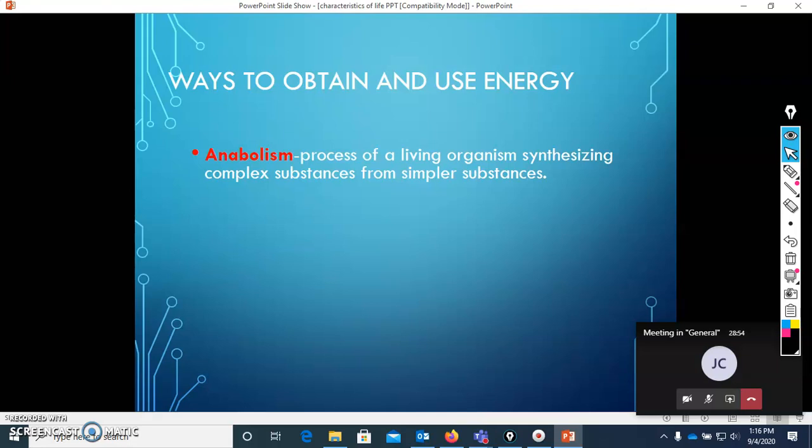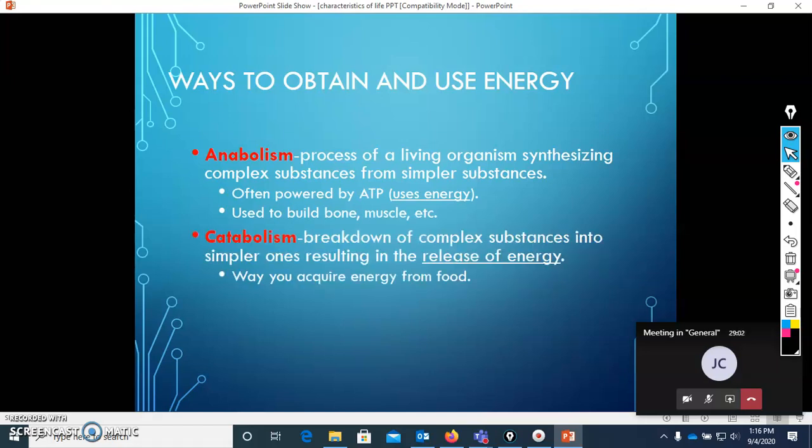Now, the overall term of metabolism is made up of two main parts. You have anabolic and catabolic reactions. Anabolism is where organisms take smaller, simpler substances and build bigger pieces, okay? Imagine if you are an athlete or you like to lift weights. When you lift those weights, you're actually damaging and tearing the muscle. But when we repair it, it grows bigger. That is an anabolic process. We are building that muscle back up, okay?